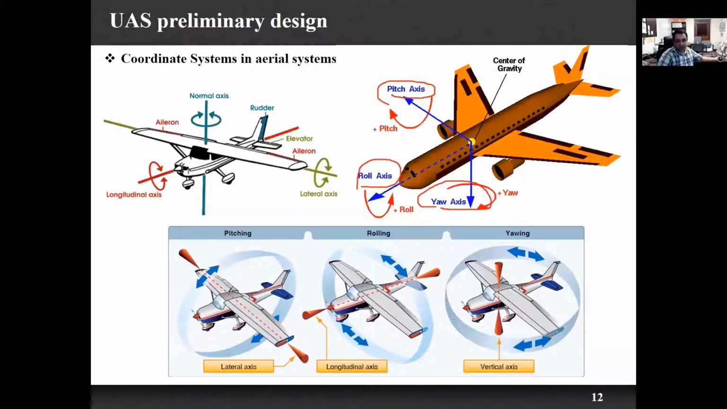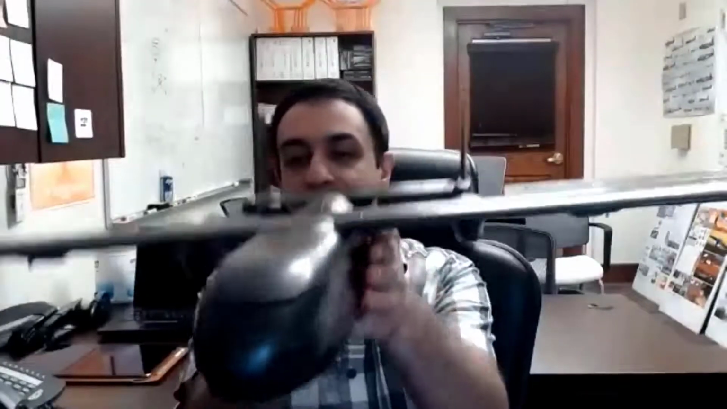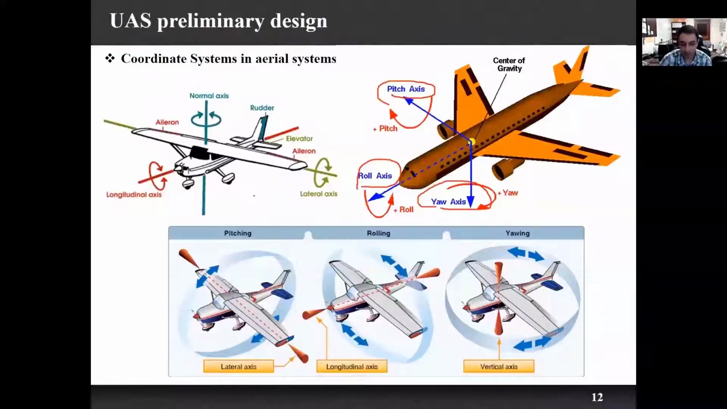Now going back to this example, to show you again, if our airplane moves like this, it is moving around this point, which is called the roll axis. If it moves like this around this coordinate, this is going to be pitch, and this is going to be yaw. So these are the different axes that we have in our aerial object.